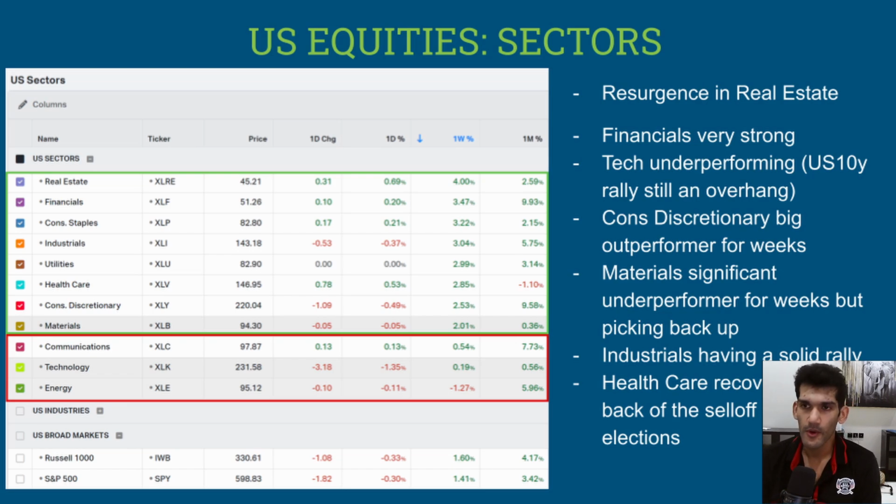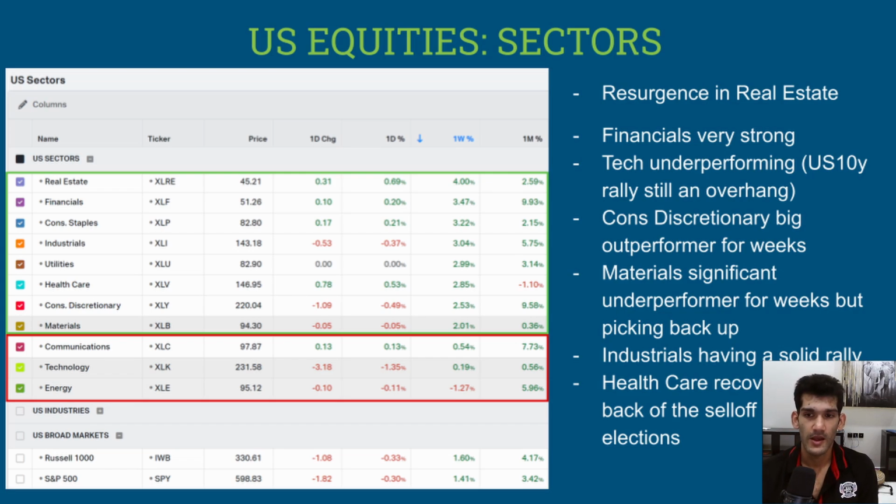So with the way rates have been moving, the net interest margin is still very healthy, and in some cases even growing. So that's a big tailwind for the financial sector. We've seen tech underperforming. I think the US 10-year rally is still acting as an overhang. If you think about it, tech stocks are considered to be long duration assets, and when long-term rates are rising, it's always going to put pressure on the tech stocks.